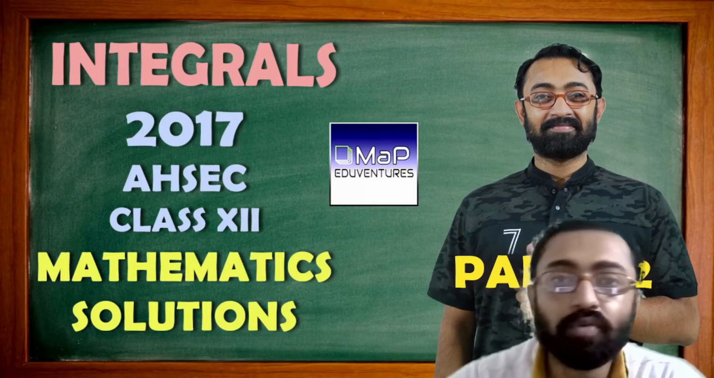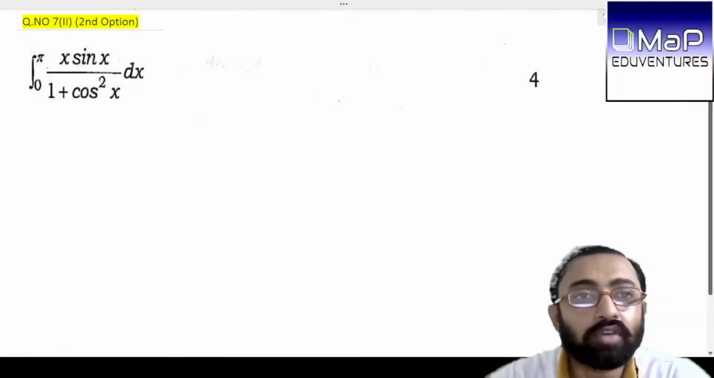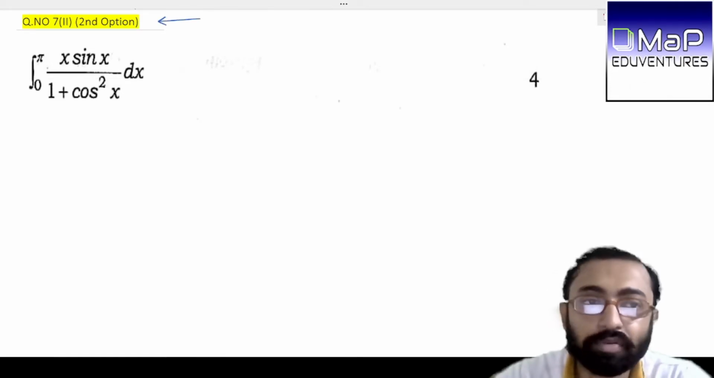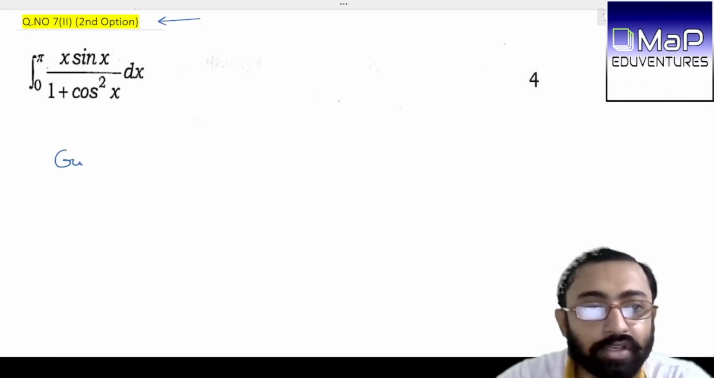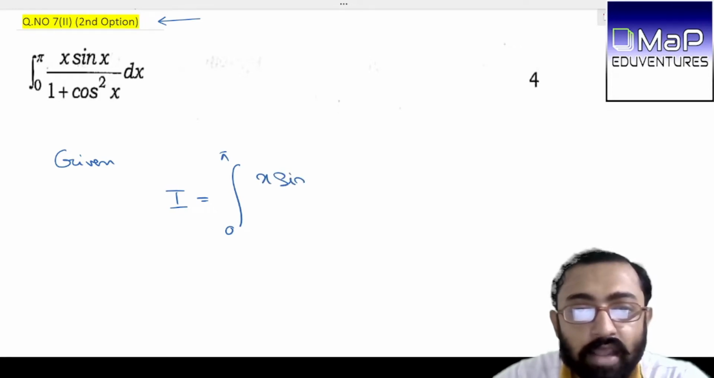Okay, let us start without wasting any time. A lot to learn. All right, so our first question. Question number 7, second option. Given I equals integration 0 to pi of x sin x divided by 1 plus cos square x dx.